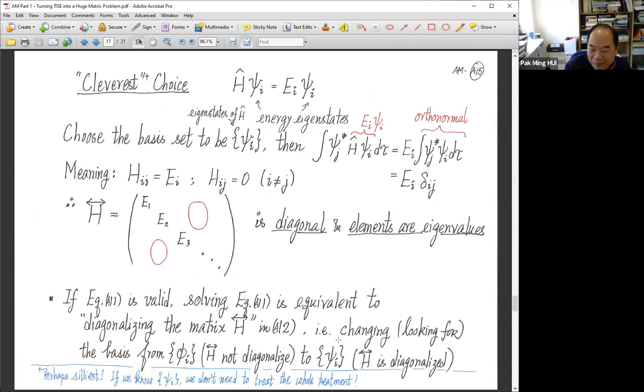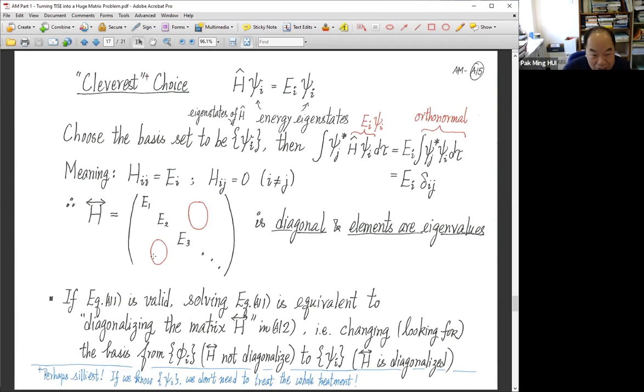Some of you may think, oh, there is a clever choice, okay? If my basis happens to be the exact eigenstate, true, that is very clever. The matrix will be diagonal already. So it will be E1, E2, E3, and so on, and everything is 0 out there, okay? Then you don't need to do anything more. You just read out the diagonal number. Those are the eigenvalues. And the column is easy. 1, 0, 0, 0, 0, 1, 0, 0, 0, things like that, okay?